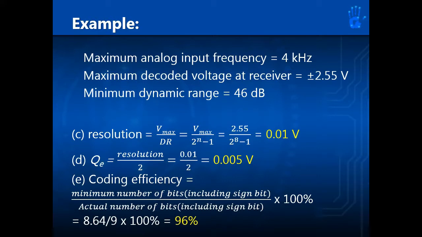Next, we have to find the quantization error. This is just the resolution divided by 2. So we have 0.01 divided by 2 equals 0.005 volts. And lastly, the coding efficiency. We have a formula for this. It's the minimum number of bits, including the sign bit, divided by the actual number of bits, also including the sign bit, times 100%.